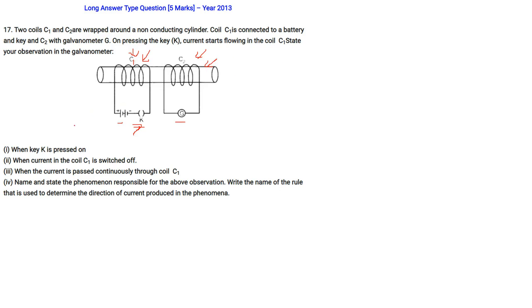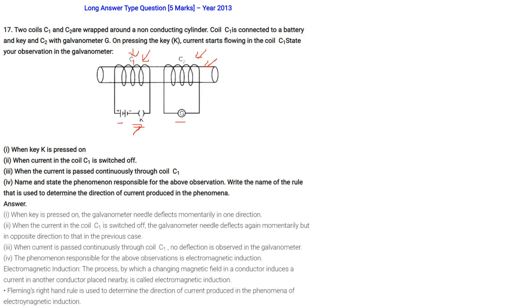What will happen? When key K is pressed on, the galvanometer needle deflects momentarily in one direction. When the current in coil C1 is switched off, the galvanometer needle deflects again momentarily, but in the opposite direction to the previous case. The third case is when current is passed continuously through C1. Then there will be no deflection in the galvanometer.